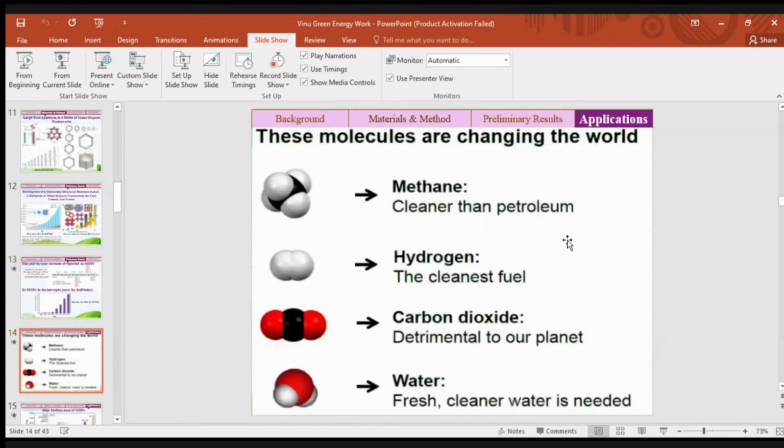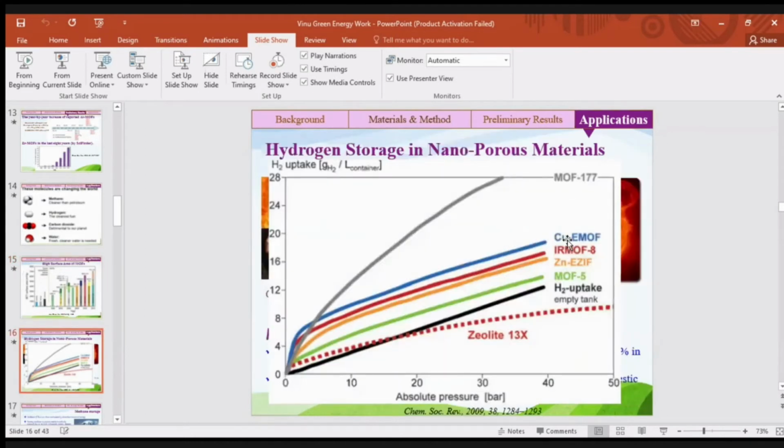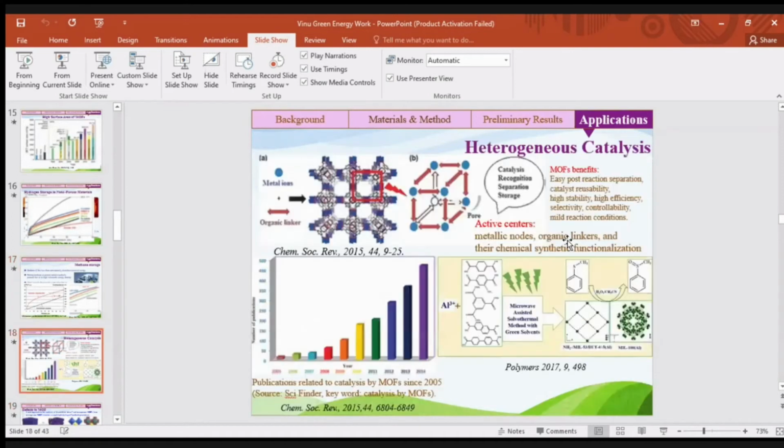So these molecules are changing the world. The most applications are in methane, cleaner than petroleum, then hydrogen, the cleanest fuel, then carbon dioxide, the determinant to our planet, then water, fresh, clean, and also the most needed for us. These are the kinds of MOFs, starting from microporous to mesoporous in nature. Then applications: hydrogen storage in nanoporous material, then methane storage.